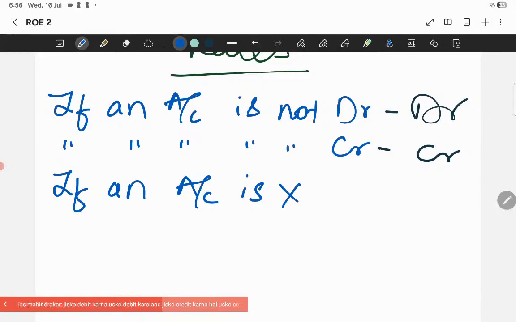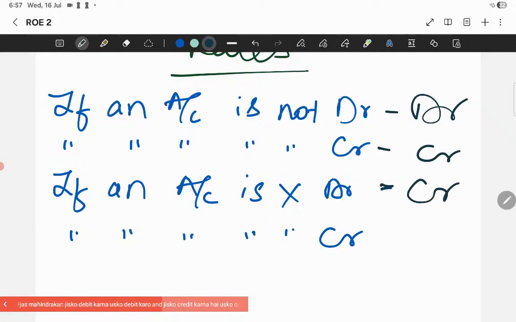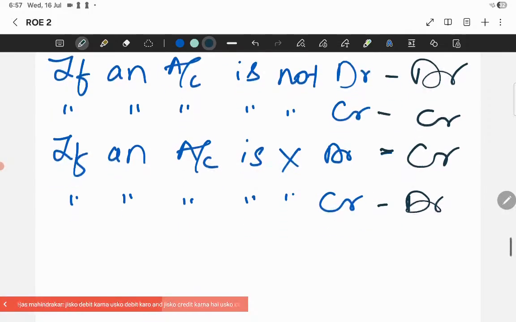I hope you can understand if I put a symbol wrongly, this cross indicates wrongly debited. Then next is, if an account is wrongly credited, what happens? If it is wrongly debited, then credit, because when it is wrongly debited, to compensate for it what will we do? Credit. And if it has been wrongly credited, then debit.